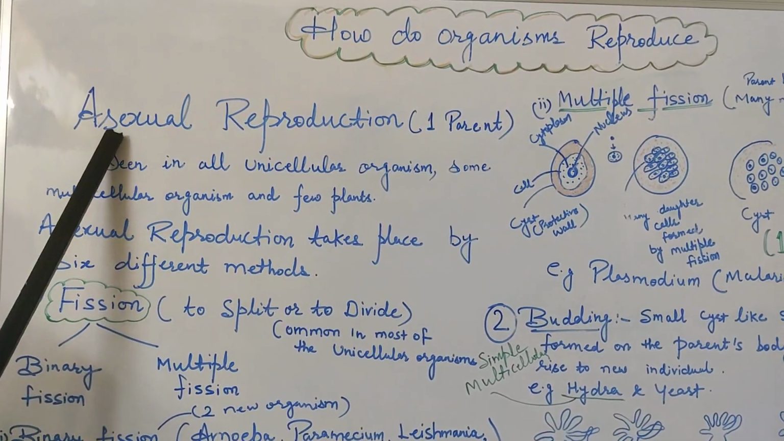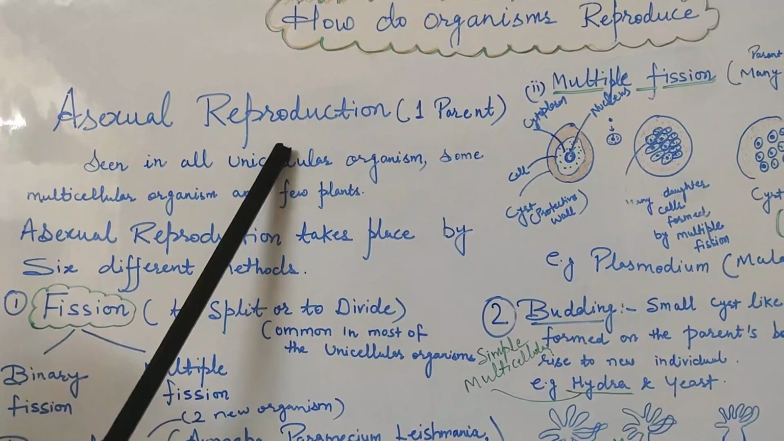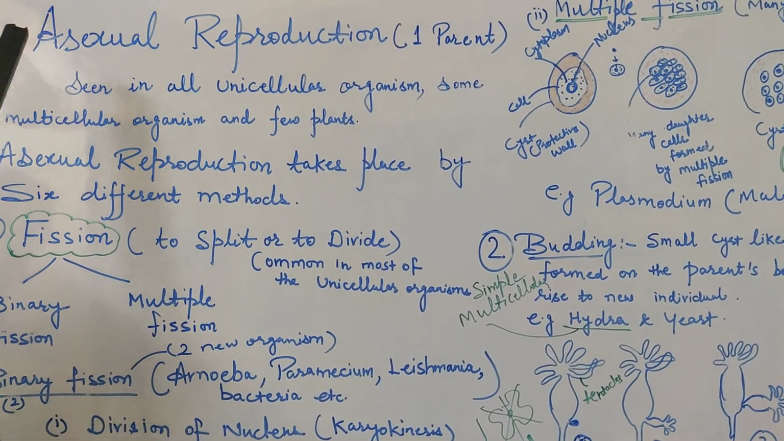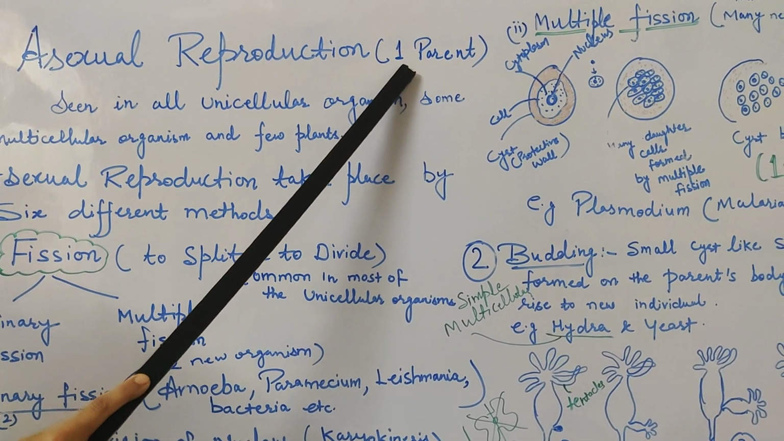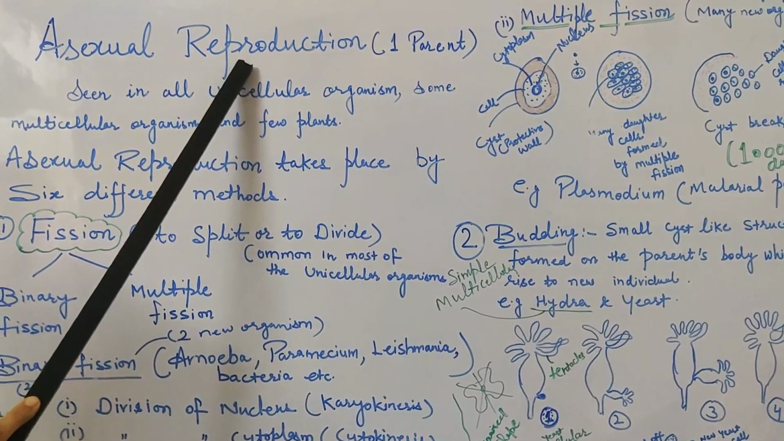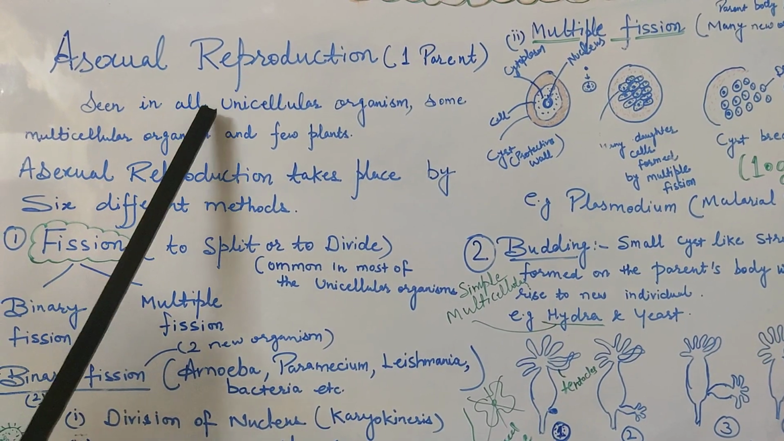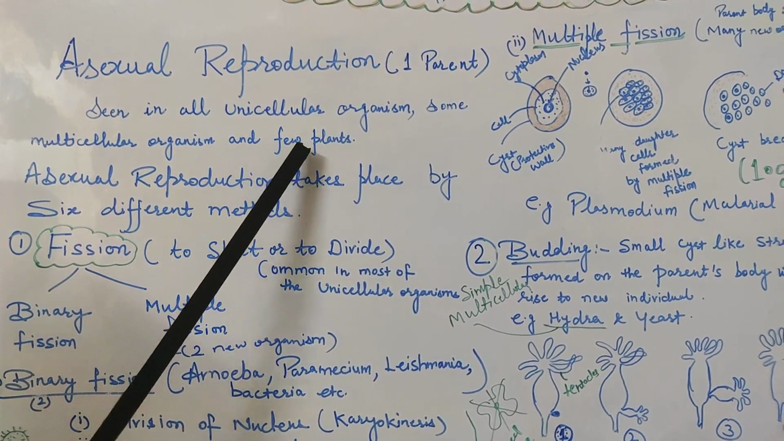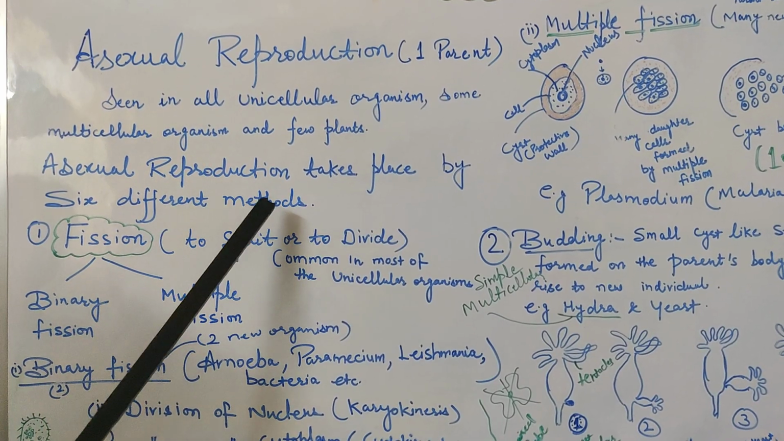In this video, we will discuss the types of asexual reproduction. It has 6 types. Those 6 different methods we will discuss one by one. Asexual reproduction, as we discussed in the previous video, involves only one parent. There is no role of gametes, and it can be seen in simple organisms, that is, it is present in all unicellular organisms and some multicellular organisms and few plants. Asexual reproduction takes place by 6 different methods.